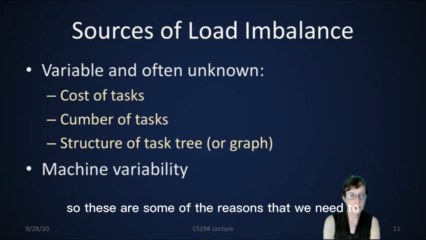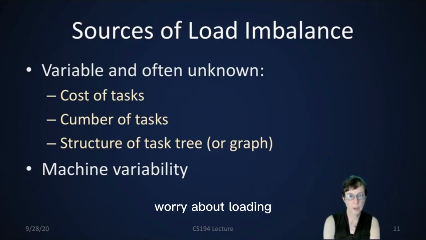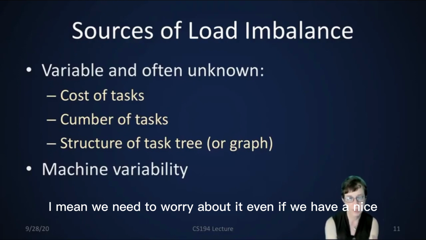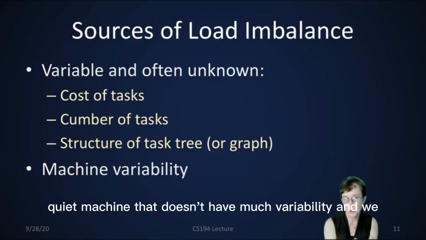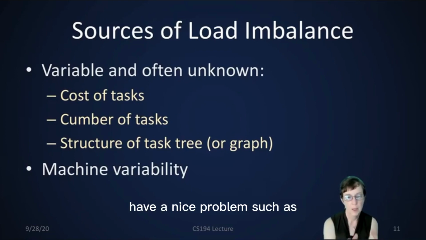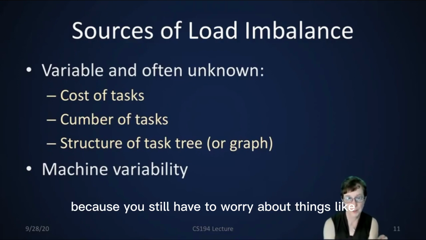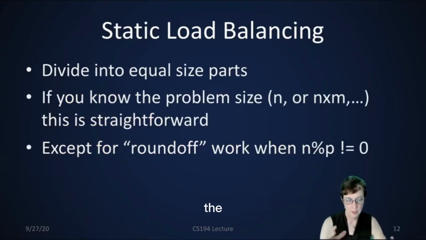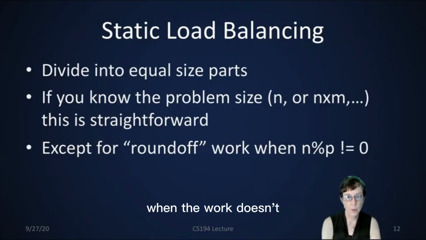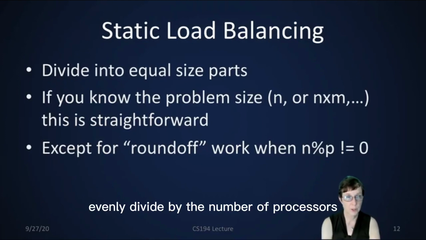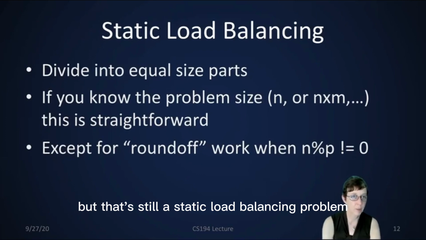Okay, so these are some of the reasons that we need to worry about load imbalance. We need to worry about it even if we have a nice, quiet machine that doesn't have much variability, and a nice problem such as matrix vector multiply, which is what you're looking at now, because you still have to worry about when the work doesn't evenly divide by the number of processors. But that's still a static load balancing problem.